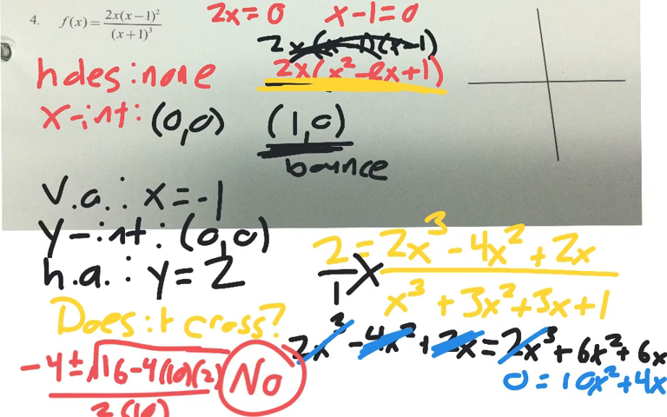let's put all this information down that I have on the graph. I have an x-intercept at 0, 0. I have an x-intercept at 1, 0. It's going to bounce. I have a vertical asymptote at x equals negative 1. I'm going to put a dotted line at x equals negative 1. I have a horizontal asymptote at y equals 2, and it never crosses there. Sorry, the y-intercept is also 0.